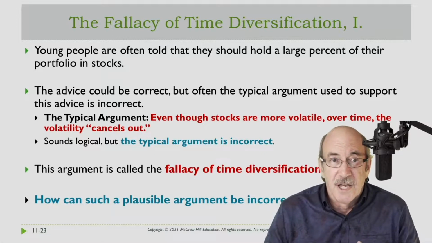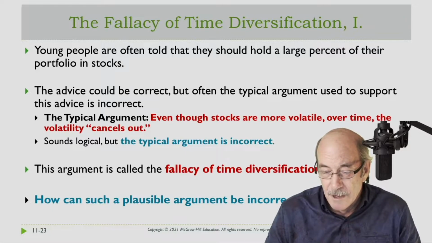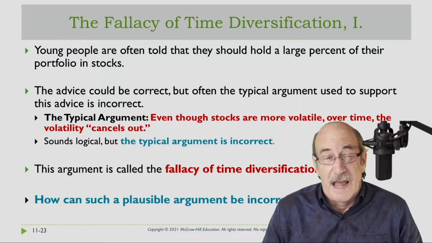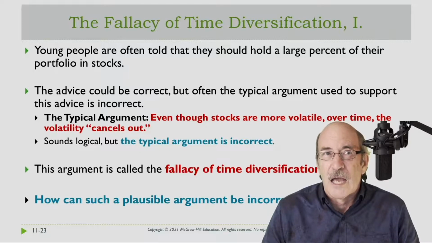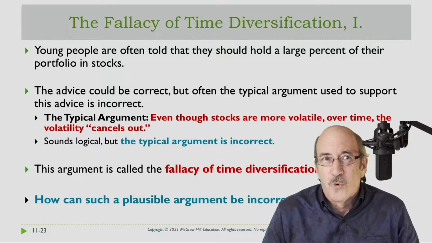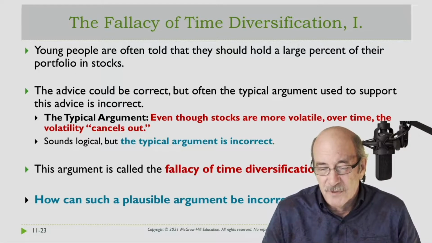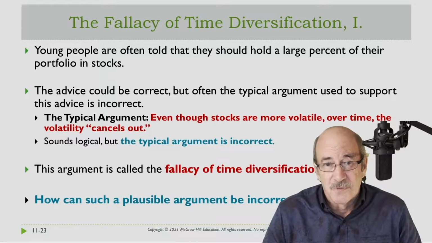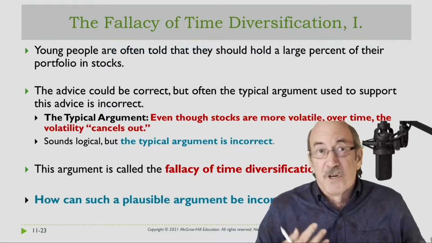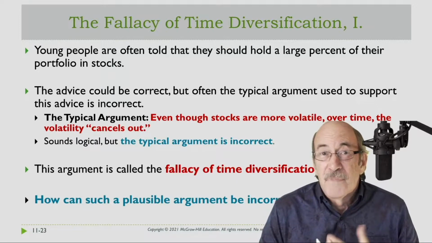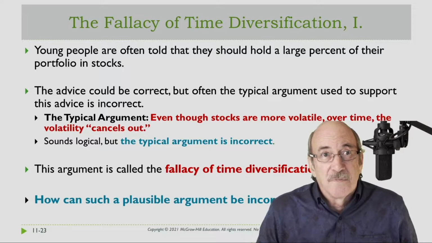I'm not going to spend a ton of time on this idea of the fallacy of time diversification. It's not really a fallacy. It's a fact. What is a fallacy is the way it's usually described by those that are not quite fully knowledgeable about the asset pricing models behind this and some of the issues related to them. So this idea that for somebody like myself, much closer to retirement, I can't take as much risk as you all who have decades before you retire.